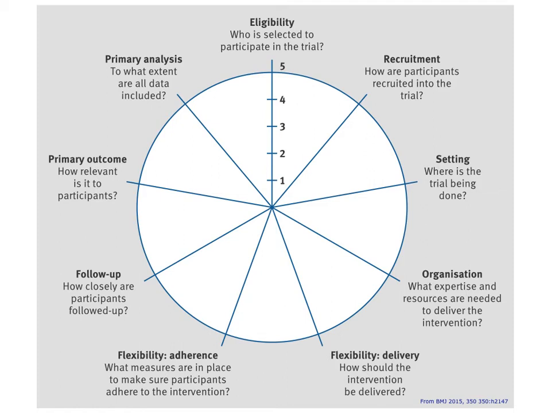So you work through the wheel and you get scores. 1 would mean this is a highly explanatory design domain. 5 would be much more pragmatic, highly pragmatic. And you look at your wheel and you look at your design decisions. Are they consistent? Is it the sort of trial you were hoping to design?